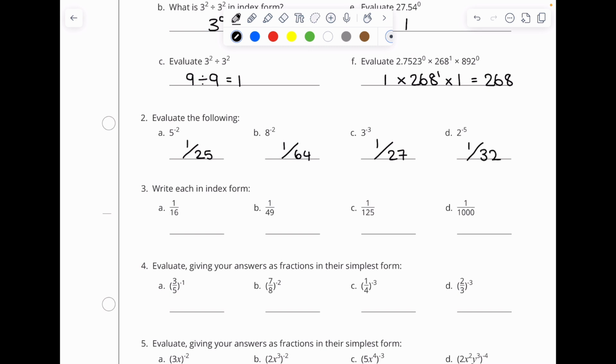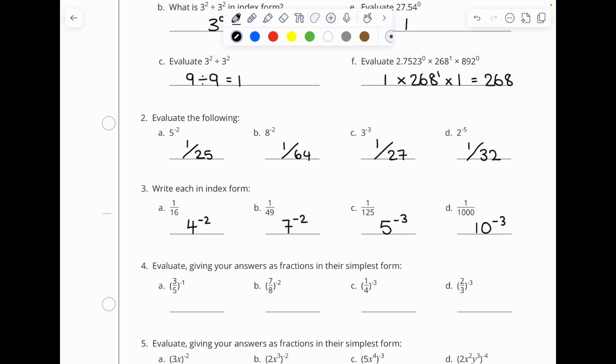Working backwards then, for question 3, to write them in index form, we know that 16 is 4 squared. So 1 over 16 is 4 to the minus 2. 49 is 7 squared, so this is 7 to the minus 2. 125 is going to be 5 cubed. So this is 5 to the minus 3. And 1,000 is 10 cubed. So this is 10 to the minus 3.